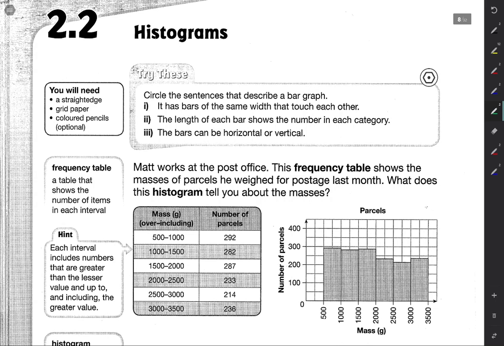For our second topic, we're going to be looking at histograms. These are very, very similar to bar graphs, and we'll see why in a second. So at the start here, let's circle the sentences that describe a bar graph.